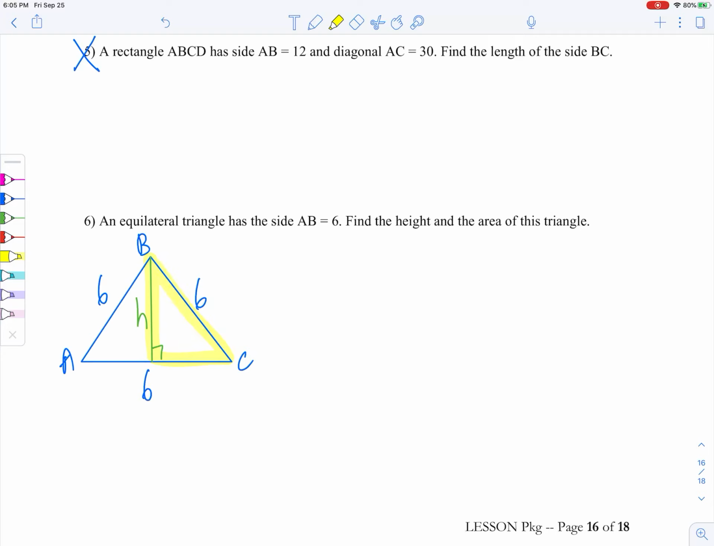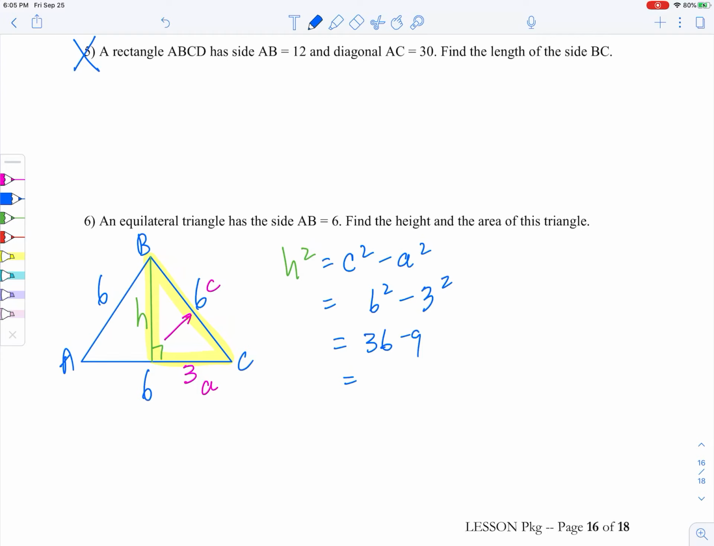So if I look at the triangle that I just made yellow, it's going to be 3 on the bottom, H for the height, and 6 is going to be the hypotenuse. So A, we'll call it H anyway. H squared is going to equal C squared minus A squared. So that's 36 squared minus 3, oh, sorry, not 36 squared. It's just 6 squared, which is 36. So 36 minus 9, which is 27.